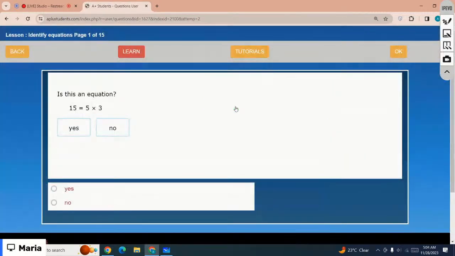Is this an equation, 15 equals 5 times 3? Yes, it is an equation, right? You see, 15 is equal to 5 times 3. You have an equality sign involved. So yes, that is an equation. The correct option is yes, that is an equation.